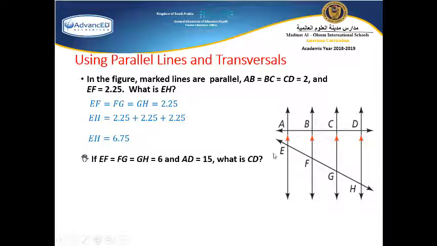By the same idea, let's solve this question. If we set EF equals FG equals GH equals 6 and AD equals 15. Since we have congruent segments created by this transversal, then here we also have congruent segments. Then AB equals BC equals CD. Since we have AD equals 15, then AB equals BC equals CD equals 5.